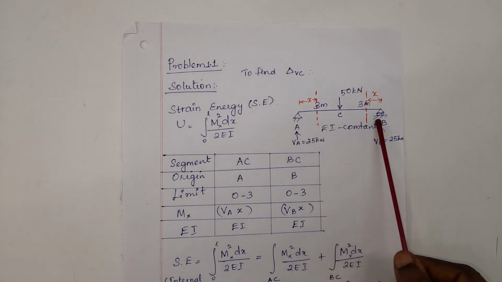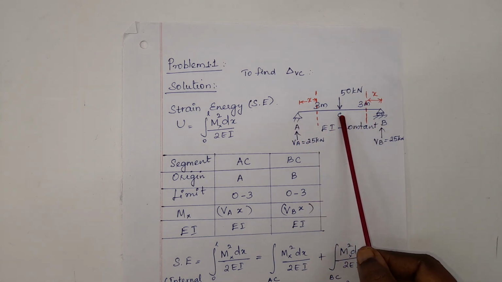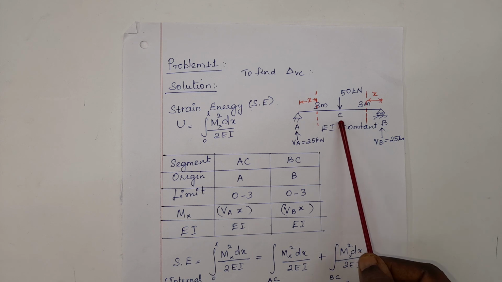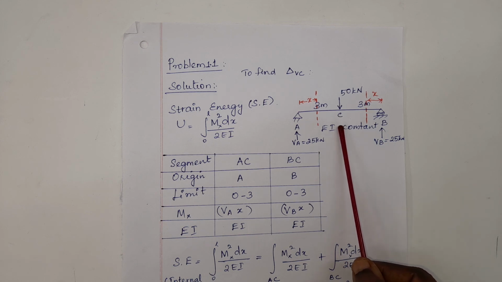A solution is given here. A simply supported beam with a central point load. The values are given in the problem. We need to determine the vertical deflection at the mid-span. Let us take it as point C.